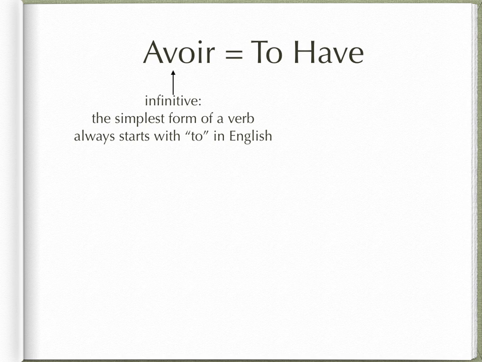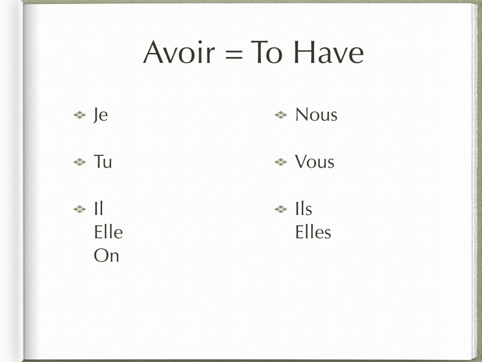However, we cannot use the word avoir in a sentence like this, just like you can't say I to have or he to have. We have to conjugate it. We have to change this infinitive, generally following a set pattern, in order to match whatever the subject of our verb is, or subject of our sentence.